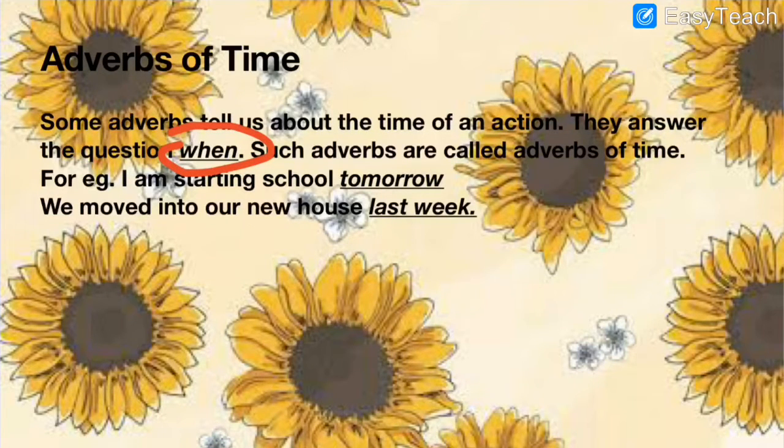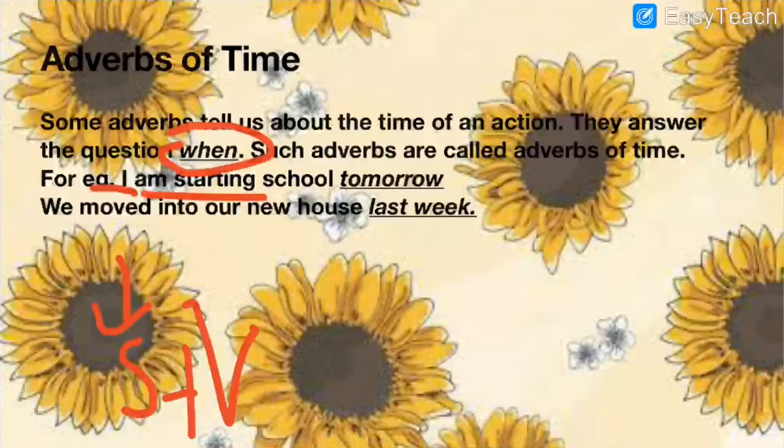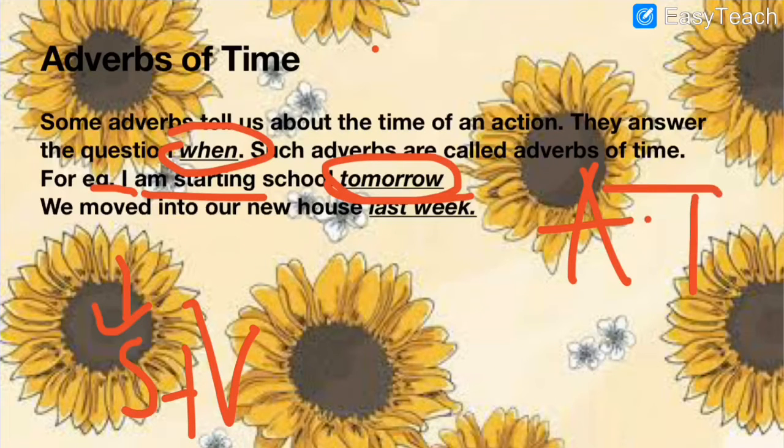For example, I am starting school tomorrow. So, again your sentence pattern is: I is the subject, am starting is the verb, present continuous. Now, school is just a simple part of the sentence, but when is your school starting? Tomorrow. So, tomorrow becomes the adverb of time.